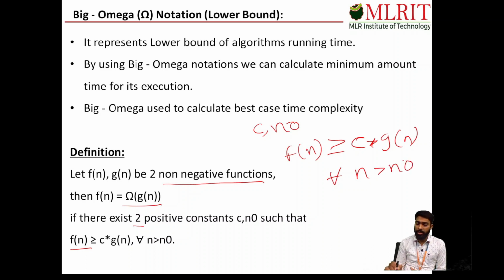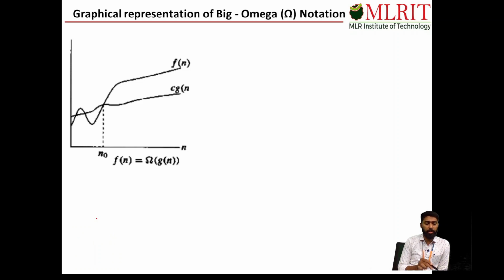In big O notation, f of n is less than or equal to, that is the worst case. Here it is the best case, meaning f of n is greater than c into g of n for all n greater than n naught. This is the graphical representation. If you observe, after a value n naught, f of n is always greater than g of n. This is the g of n. It is always greater than g of n, and that we represent as big omega notation.